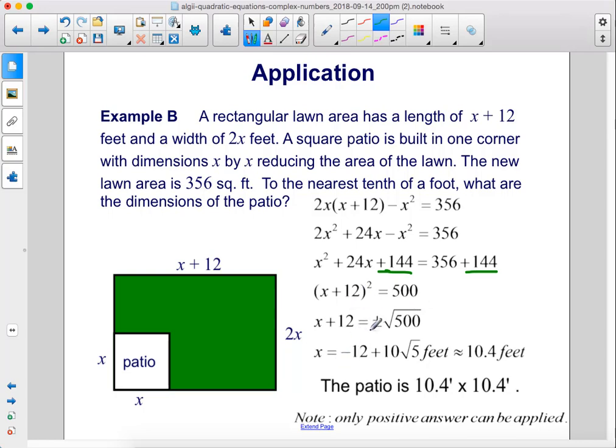We get negative 12 plus or minus the square root of 500, but in this case, we're only going to use the plus, not the minus, because the minus answer is going to be negative, and only a positive answer can be applied here. So the answer is going to be about 10.4 feet. The patio is 10.4 feet by 10.4 feet.